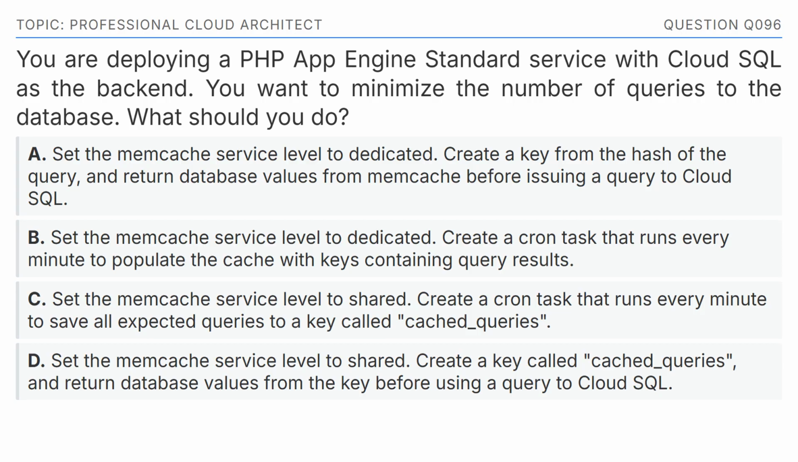Option B, set the Memcached service level to dedicated. Create a cron task that runs every minute to populate the cache with keys containing query results. Option C, set the Memcached service level to shared. Create a cron task that runs every minute to save all expected queries to a key called cached_queries. Option D, set the Memcached service level to shared. Create a key called cached_queries, and return database values from the key before using a query to Cloud SQL.